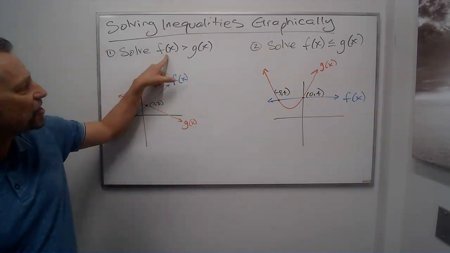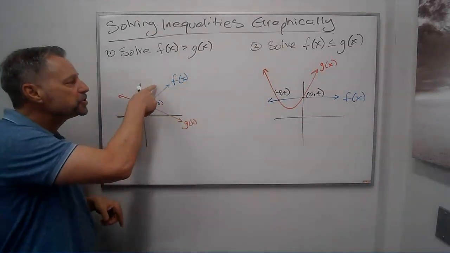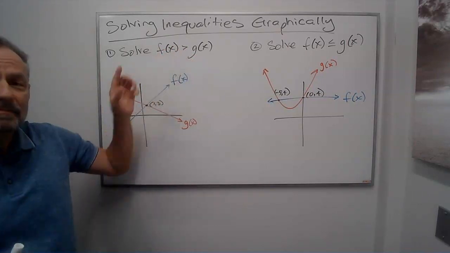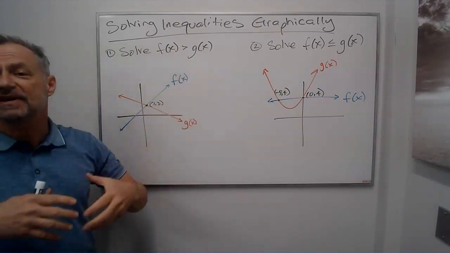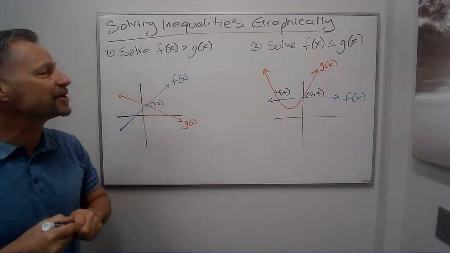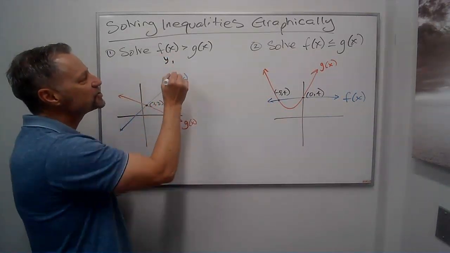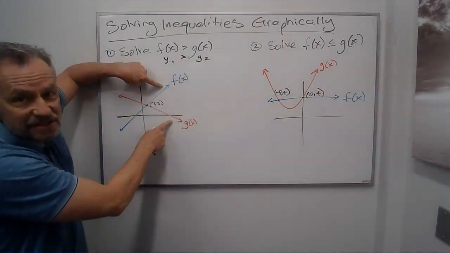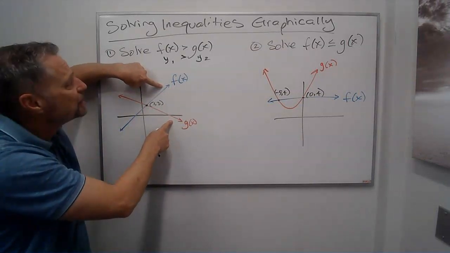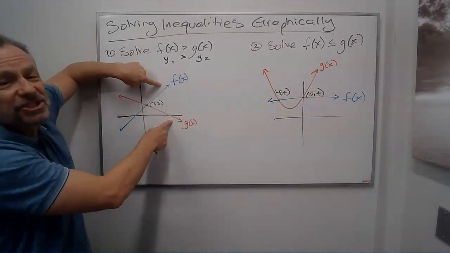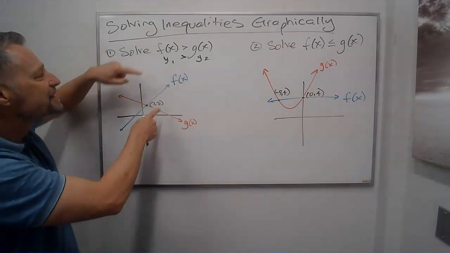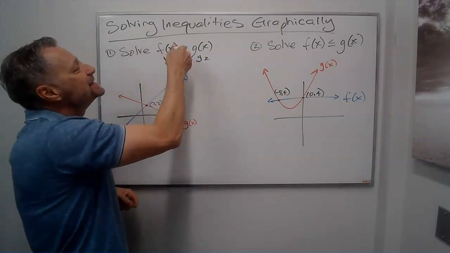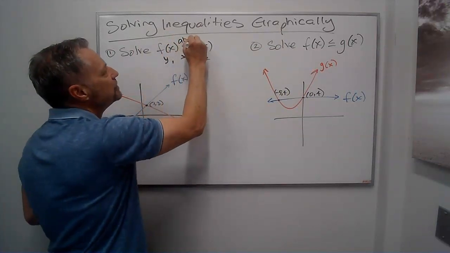So the first one says solve f of x is greater than g of x. Well, the blue graph is f of x, the red graph is g of x. What does this mean, though? Well, remember the function value, whether it's f of x or g of x, it's always a y value. So the y value of this first line is greater than the y value of the second line. Here's the first line, here's the second line. So what are they talking about? Well, if the y value is greater, it just means it's above. So in this case, since f of x is greater than g of x, it means the f graph is above the g graph.